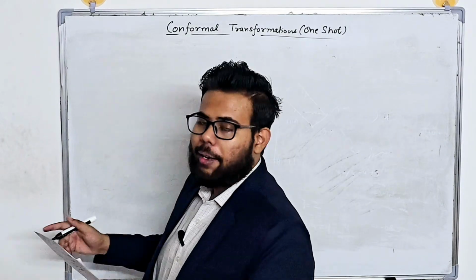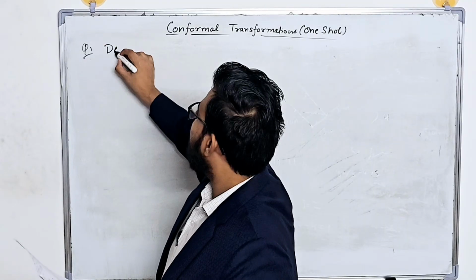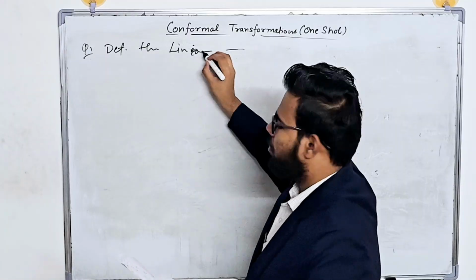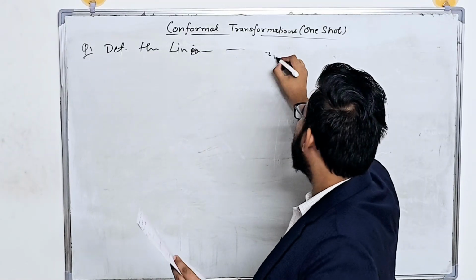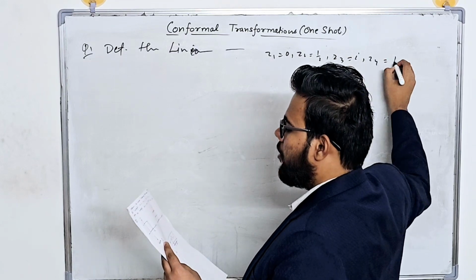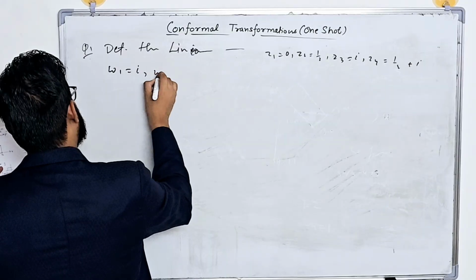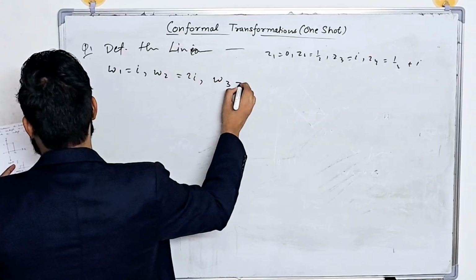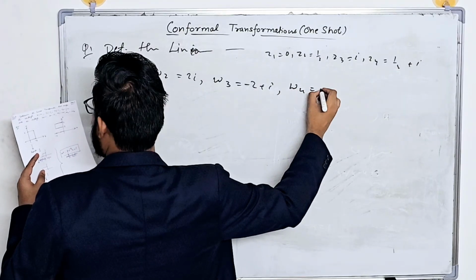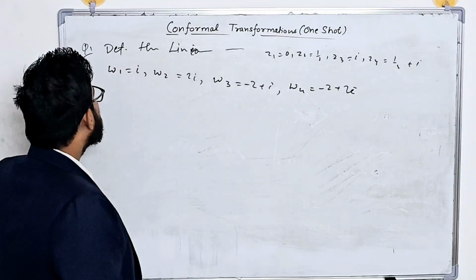Now this is a question in which we have to determine the linear transformation that maps the rectangle z1 is equal to 0, z2 is equal to 1 by 2, z3 is equal to i, z4 is equal to 1 by 2 plus i onto the rectangle w1 is equal to i, w2 is equal to i, w3 is equal to negative 2 plus i and w4 is negative 2 plus 2i, right? Okay, so let's see this one, okay?